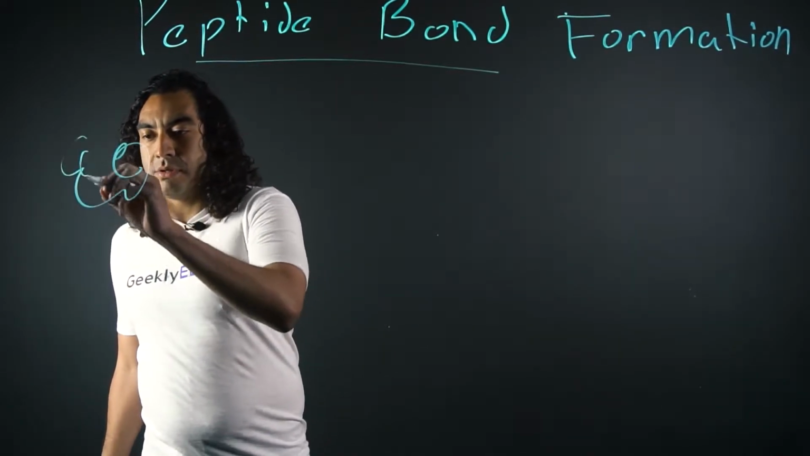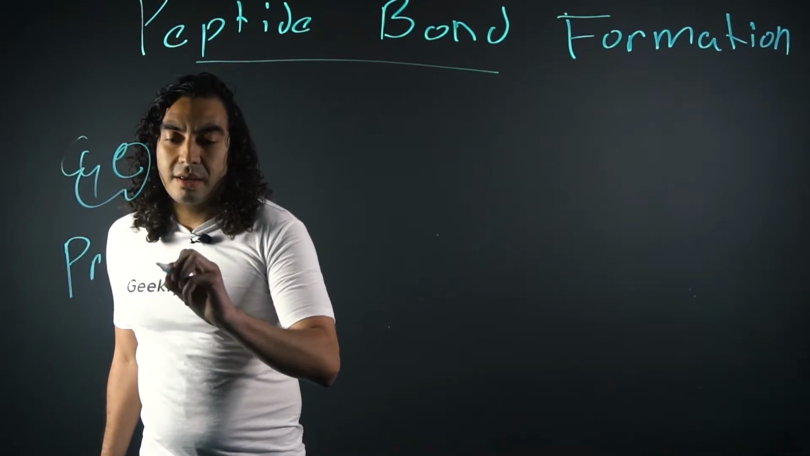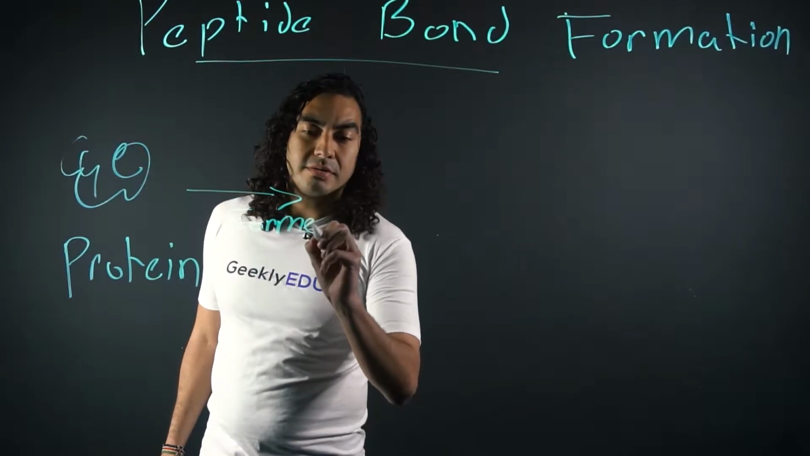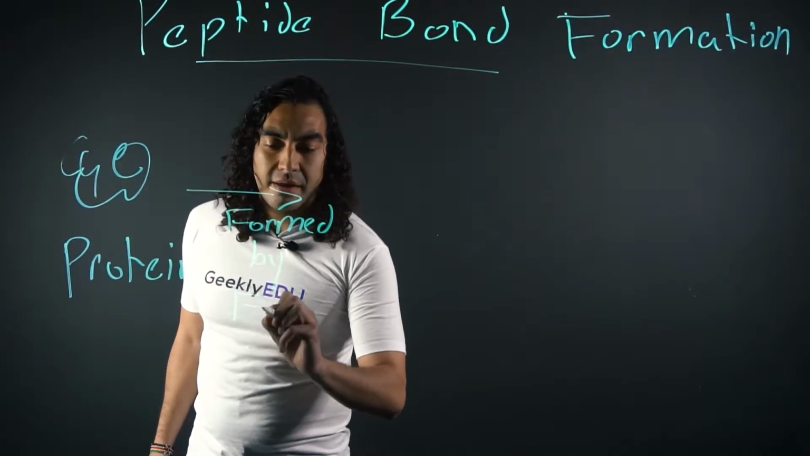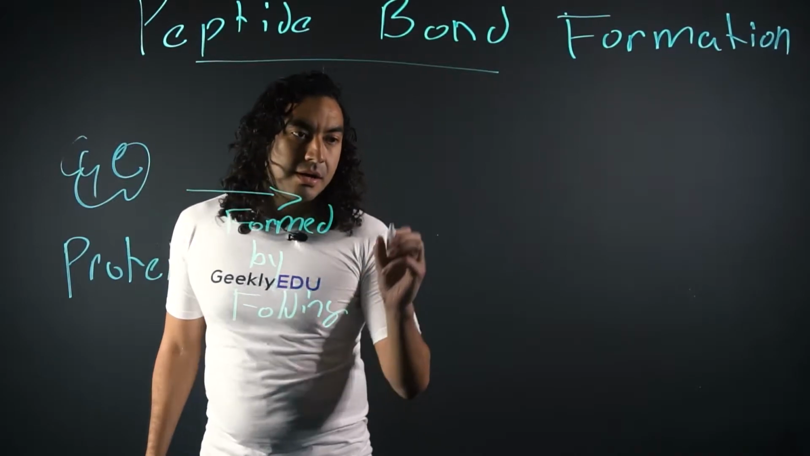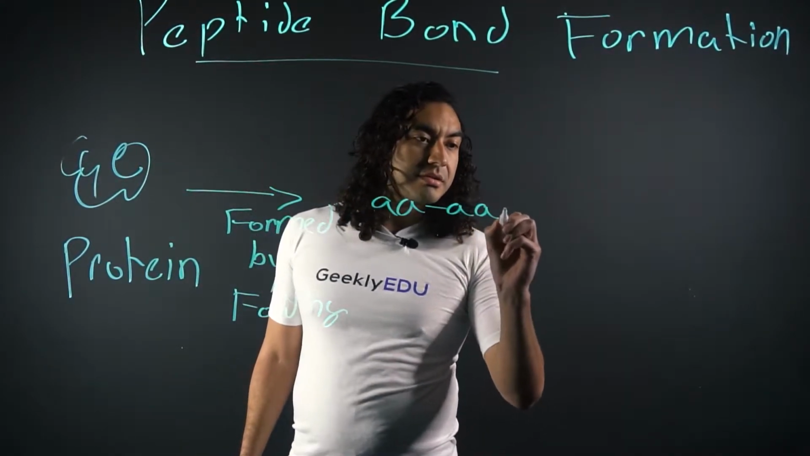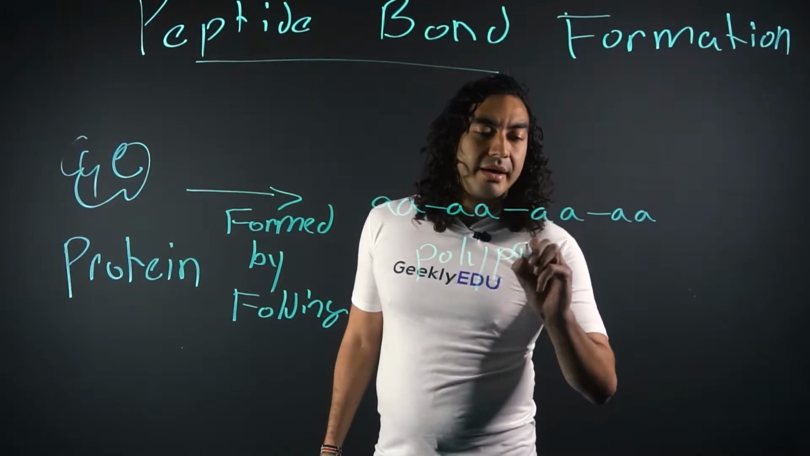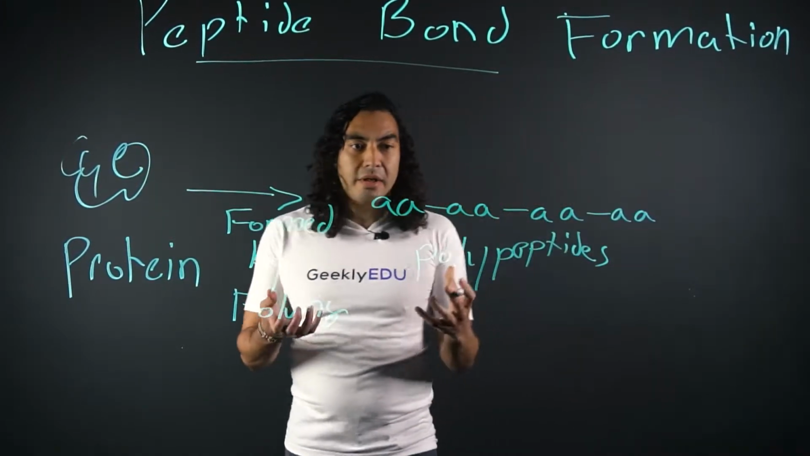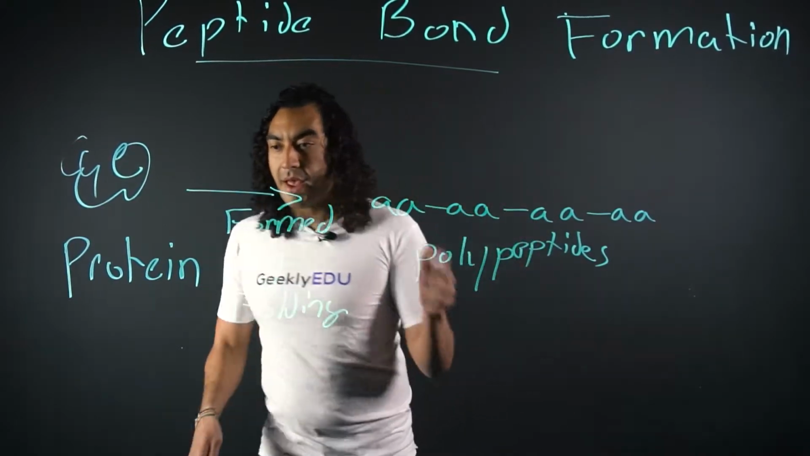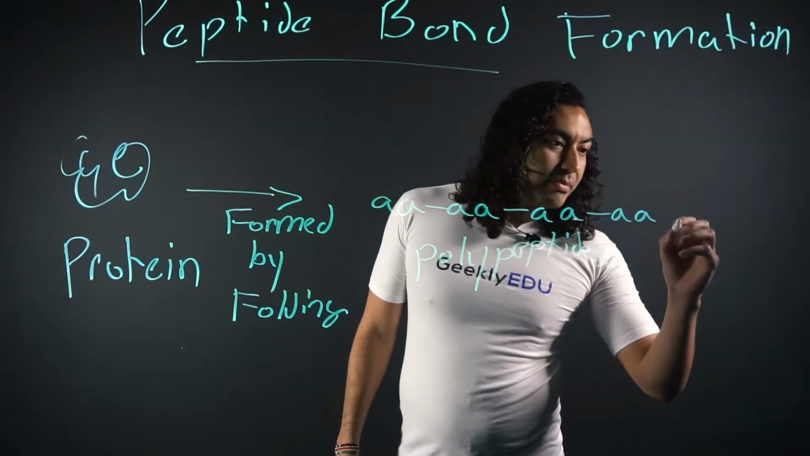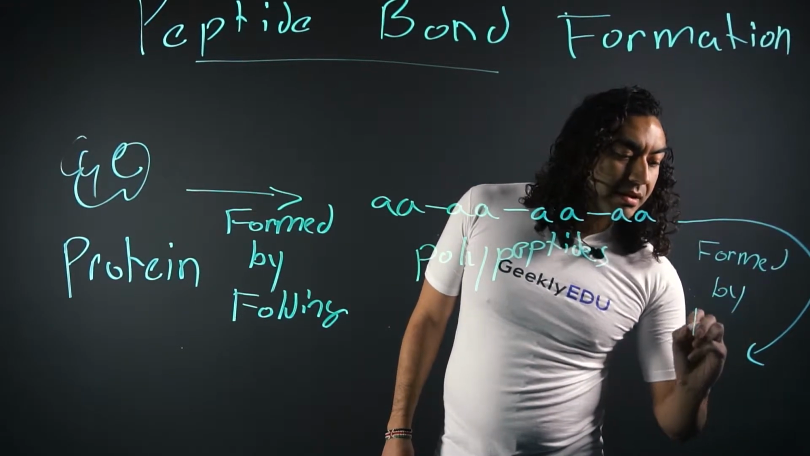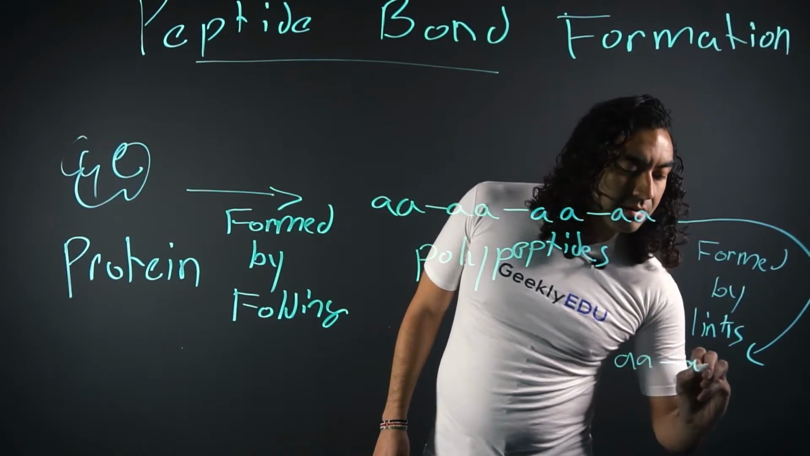So let's have a little protein here. We need to know how proteins are formed. Proteins are going to be formed by folding of polypeptides. So basically these polypeptides fold and fold and fold, and then you get your protein. Now these polypeptides are formed by links of amino acids.